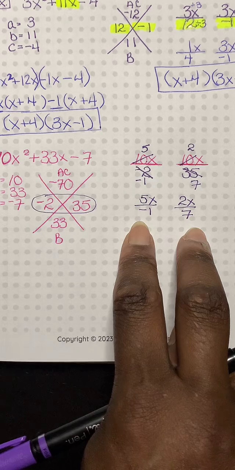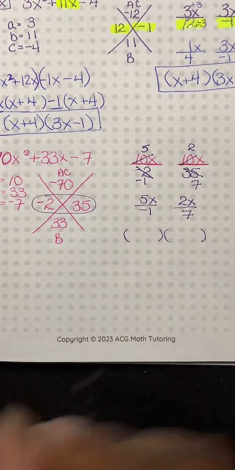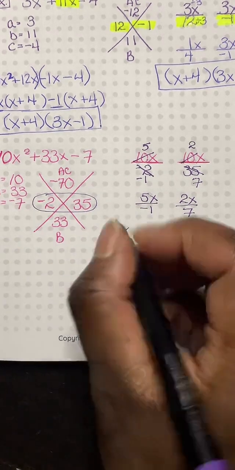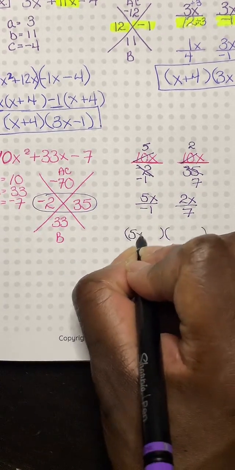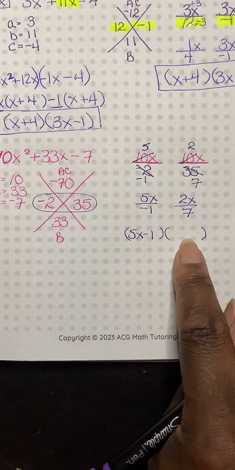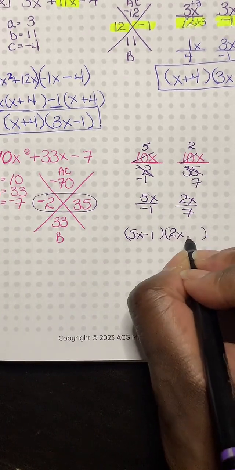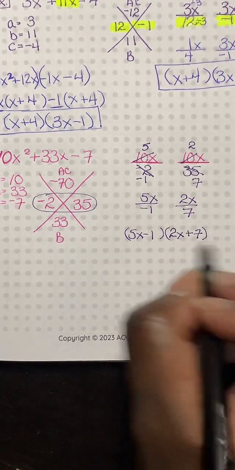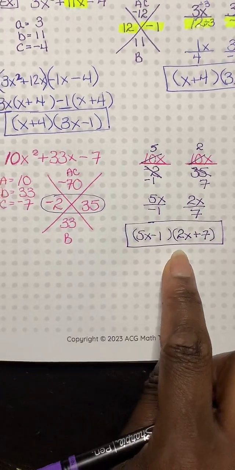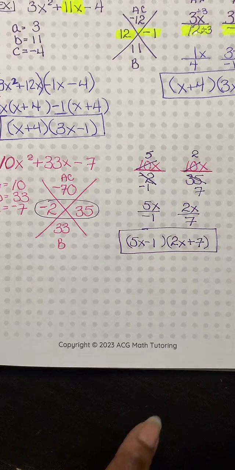Each of these ratios is a parenthesis. The first parenthesis deals with the first ratio, so we have 5x minus 1. For the second parenthesis, we have 2x, and since it's a positive 7, plus 7. These are your factors for 10x squared plus 33x minus 7.